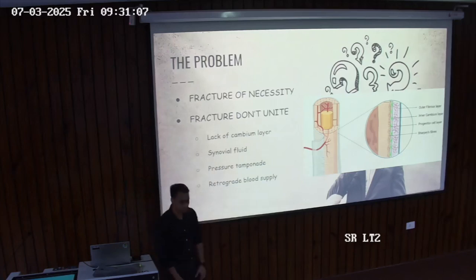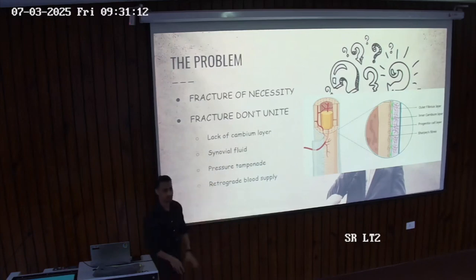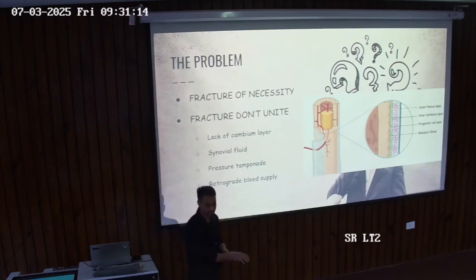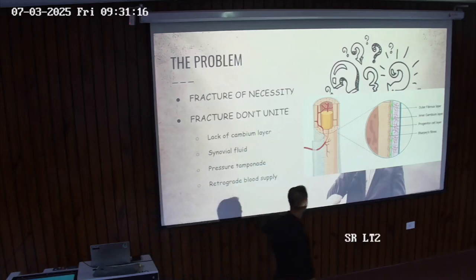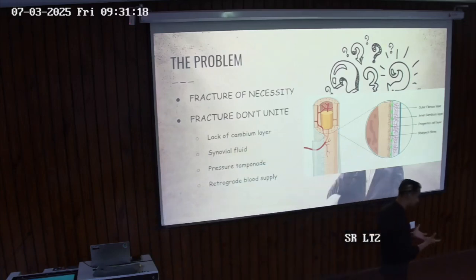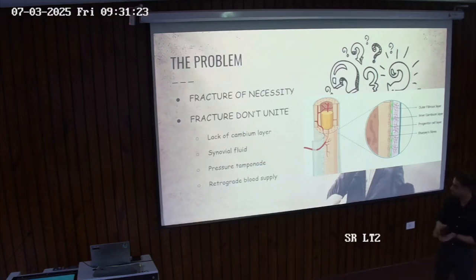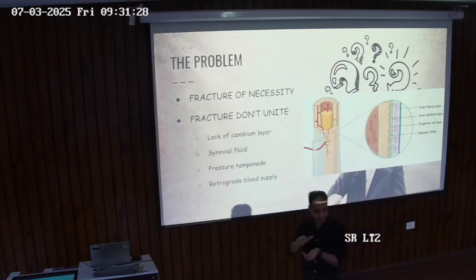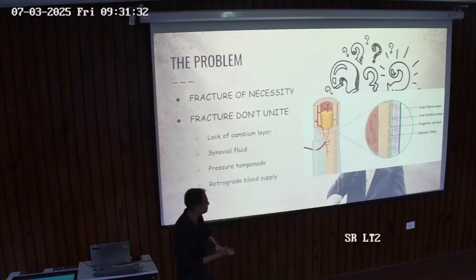Synovial fluid. What does it do? It acts as a toxic environment and it does not allow the fracture hematoma to spread. Fracture tamponade. Fracture tamponade means when the fracture happens, there is bleeding. But because the whole thing is inside a capsule, the pressure increases, and when that pressure cannot go out, it goes in. And when that pressure goes in, it obstructs the blood supply, whatever the amount is.